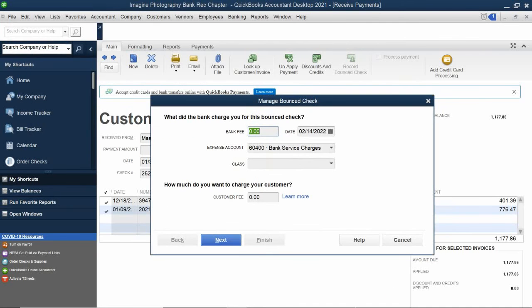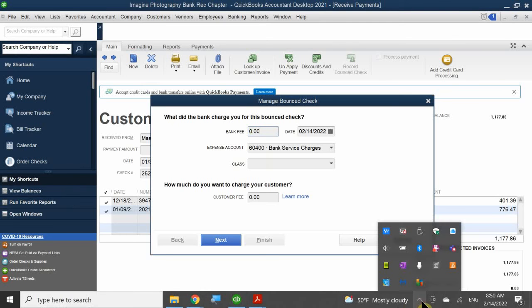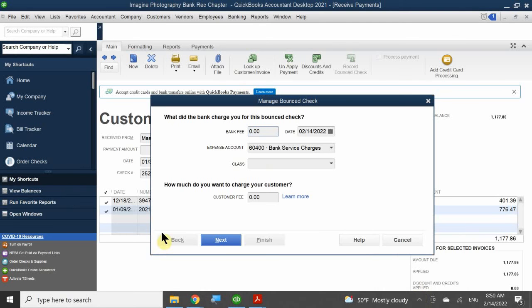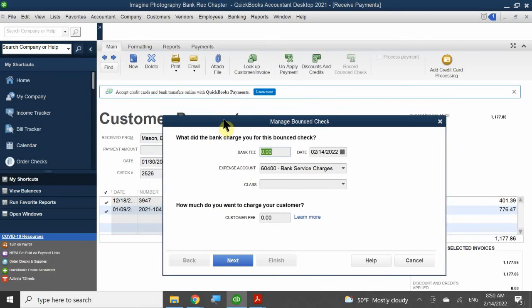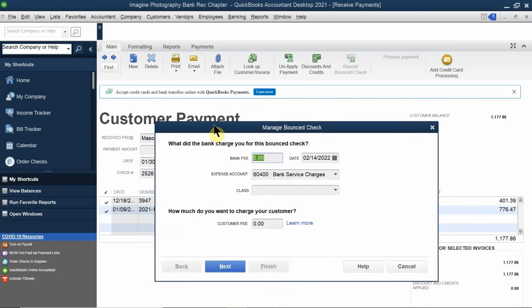It's going to give you this window here. And this window is basically saying you're acknowledging that Mr. Bob Mason wrote a faulty check. So how does this work? First off, how much did the bank charge you? They said they only charged me $10. And when did they charge you? They charged you on, let's see. They charged you on, yes.